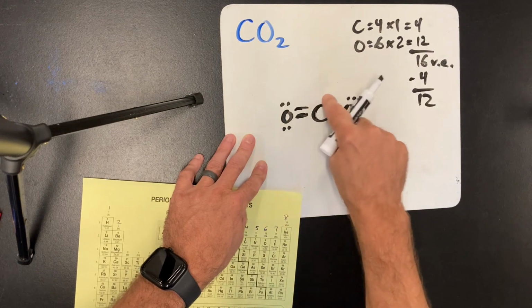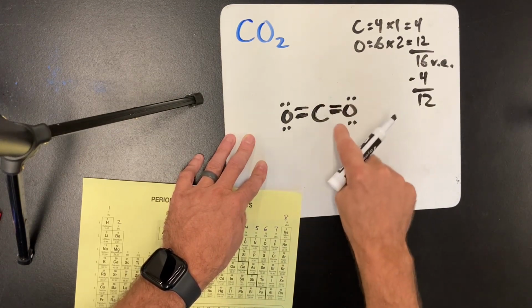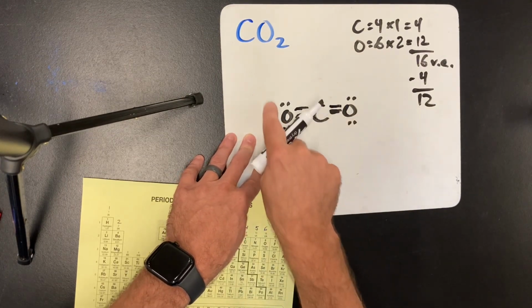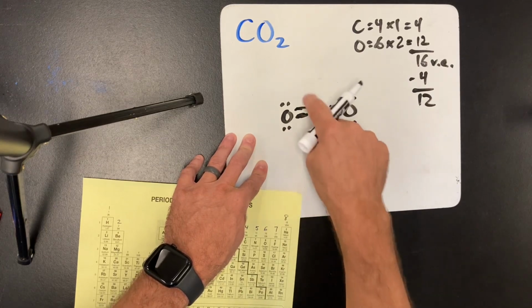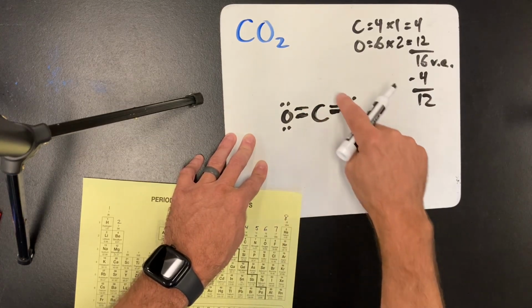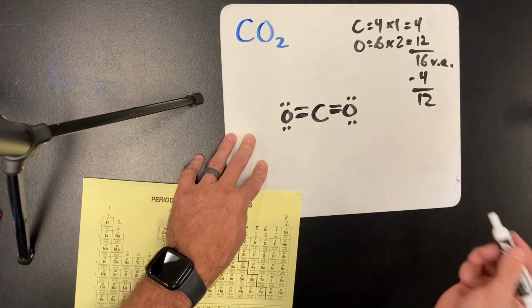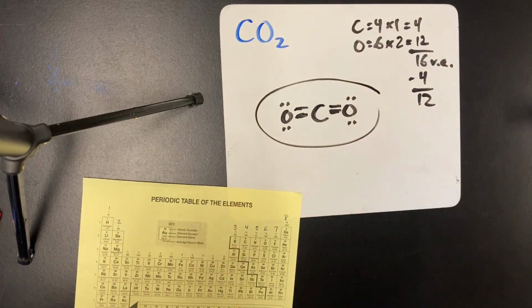Turn this pair of electrons, this lone pair, into a shared pair. And now we've got 2, 4, 6, 8, 2, 4, 6, 8, 2, 4, 6, 8 valence electrons. And so that would be the molecule for carbon dioxide.